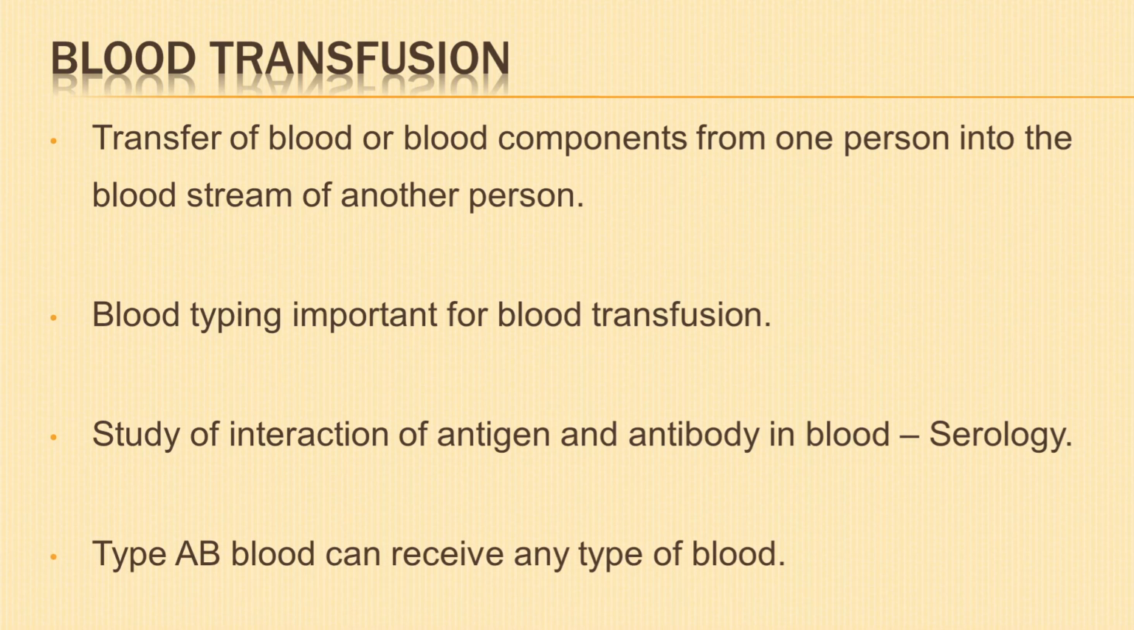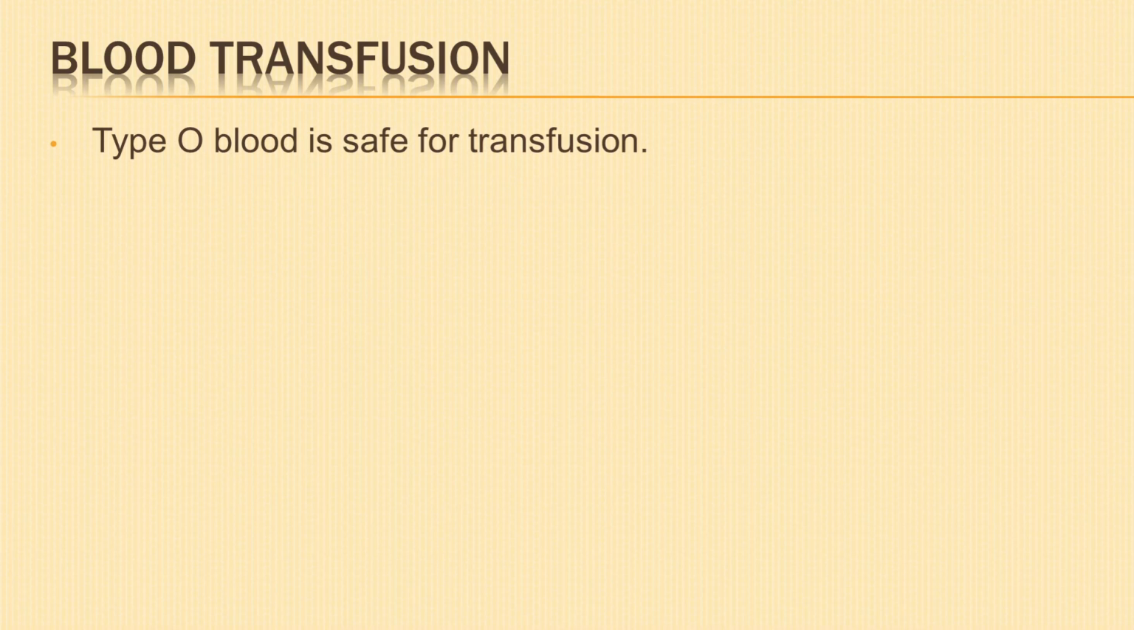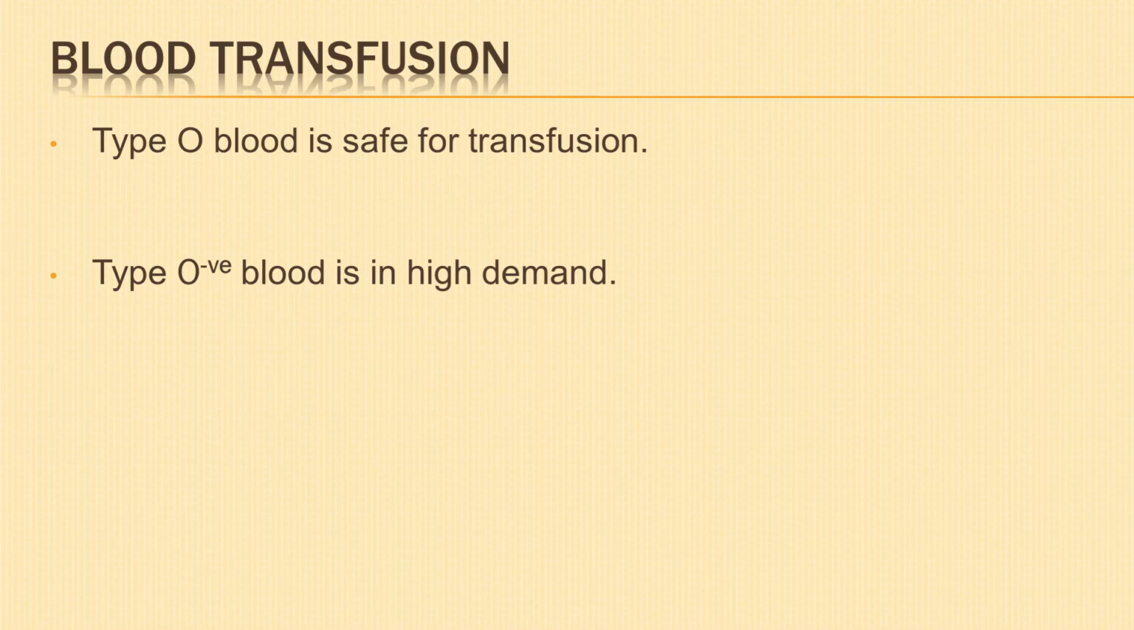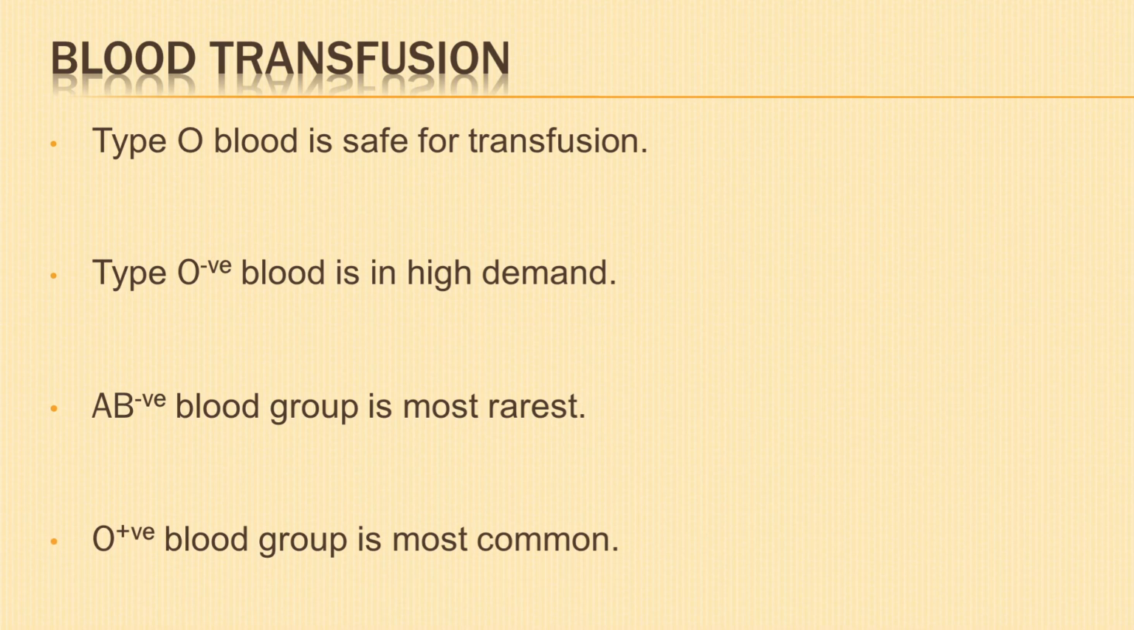Type AB blood can receive any type of blood. Type O blood is safe for transfusion. Type O negative blood is in high demand because it is most often used during emergencies. Most rarest blood group is AB negative and the most common blood group is O positive.